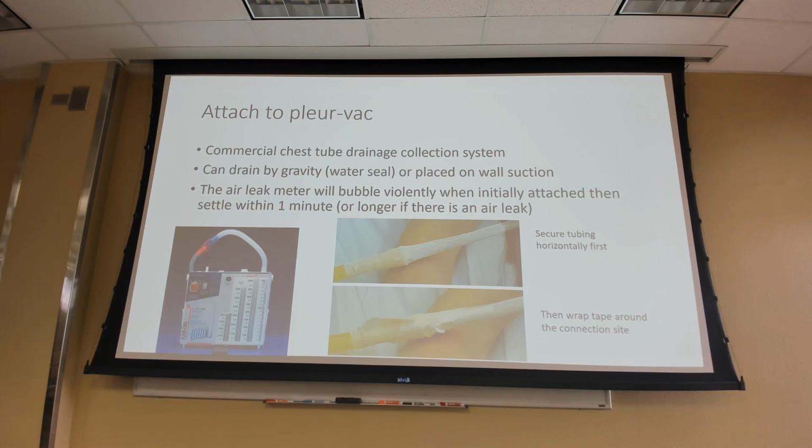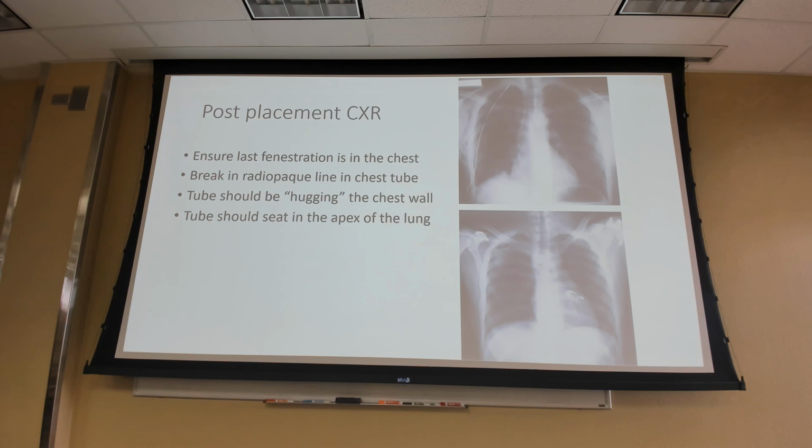When you place the clamp between the air leak and the water seal chamber, the bubbling should stop. If the bubbling stops when you first clamp, the air leak's at the chest tube, and that's a good indication that maybe you're not in the thoracic cavity or you have some sort of leak around it. So those are just simple techniques we tend to use if we have continuous bubbling in our water seal chamber. And then our post-placement chest x-ray.